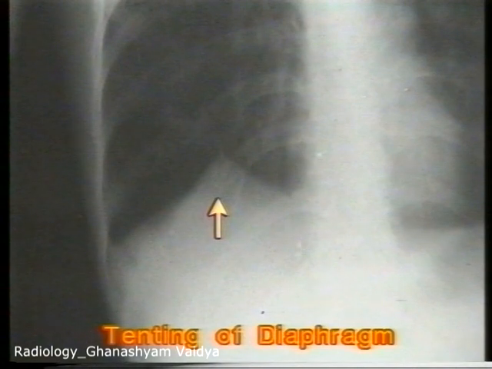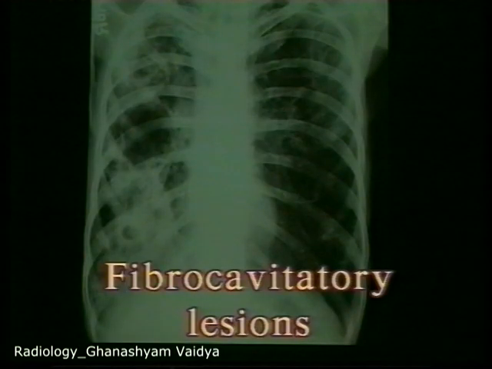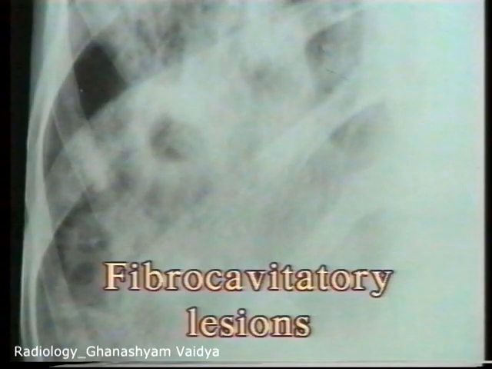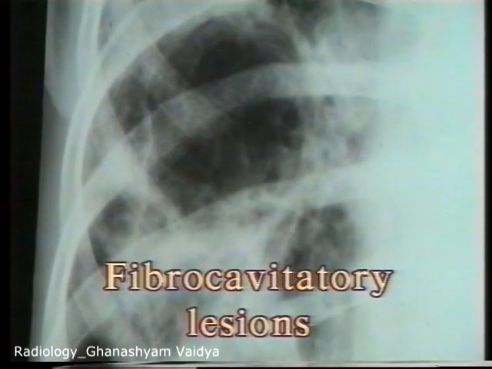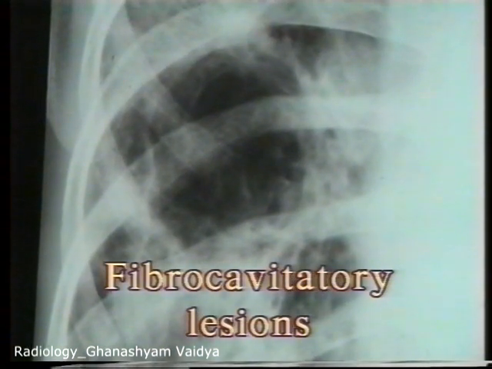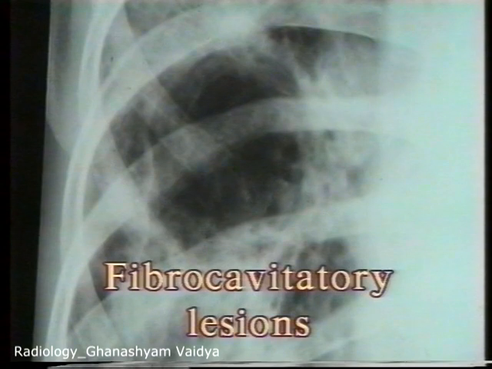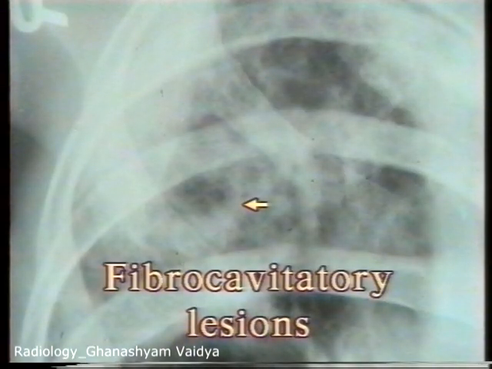In our country, very often, the tuberculous lesion is more advanced, more extensive, and is seen as a combination of fibrosis, infiltration and cavitation, termed as fibrocavitary lesion. Note the thick-walled cavity and fibrosis in the right lower zone, a large thin-walled cavity in the mid-zone, and another small thick-walled cavity in the upper zone with extensive fibrosis.